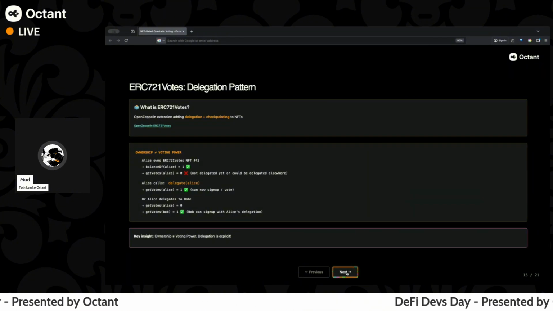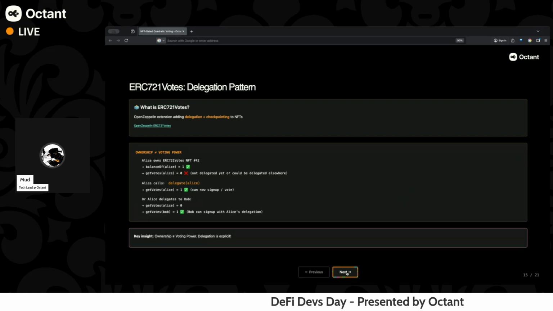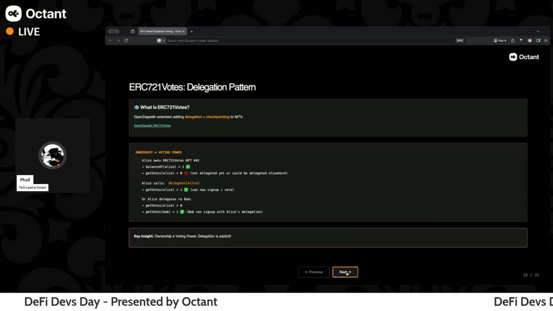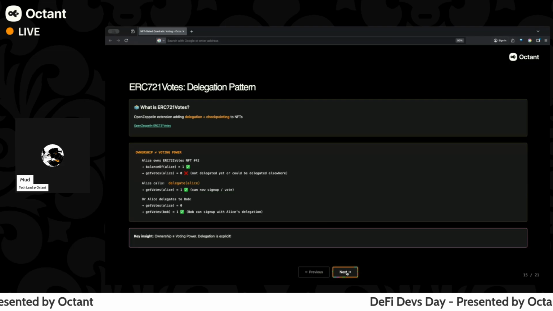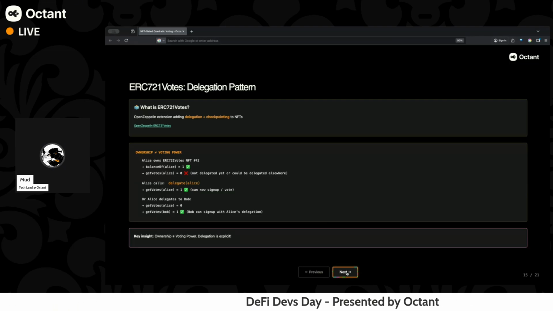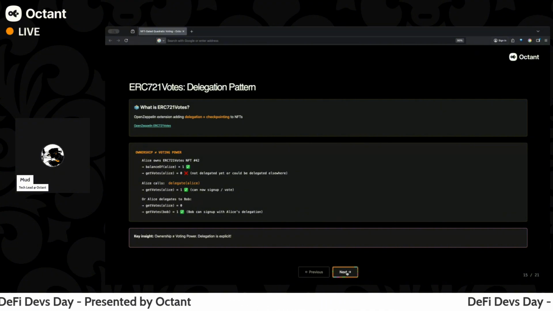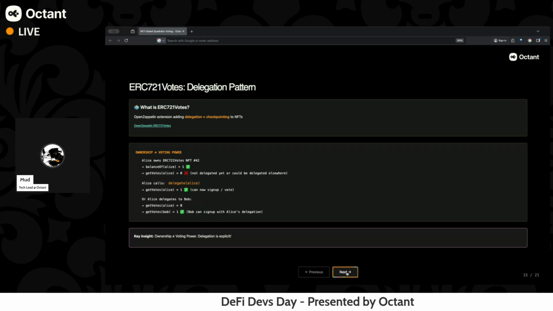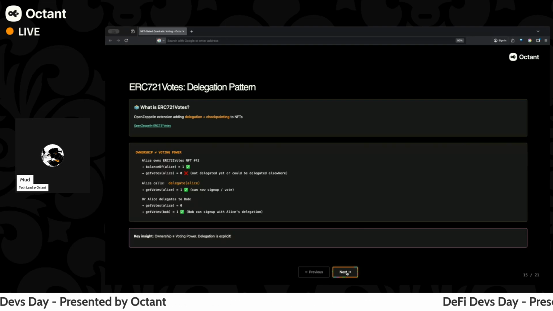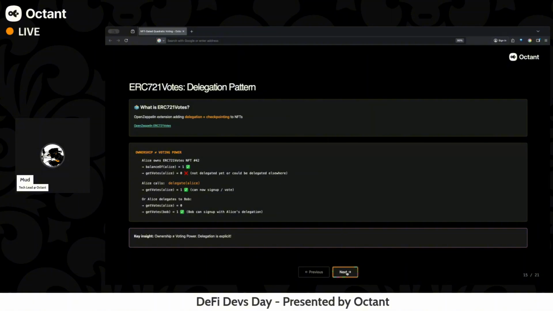So what is the ERC 721 votes delegation pattern? This is a pretty simple contract that is an NFT, but like ERC20 votes, allows you to decide who has voting power at a certain period of time, and then use that in order to attach to other governance mechanisms. Our tokenized allocation mechanisms are compatible with that paradigm. An important thing to note here is that ownership does not equal voting power. So you could have Alice that owns some NFT, let's say number 42, and her balance is 1.